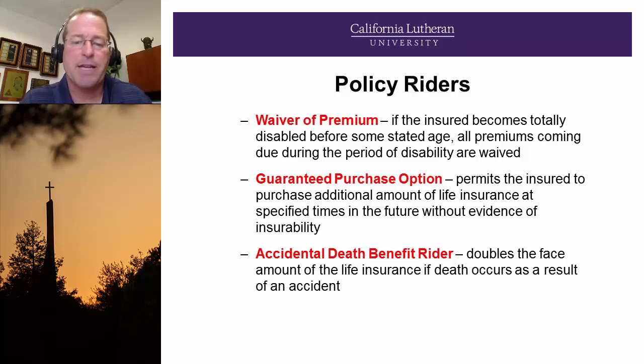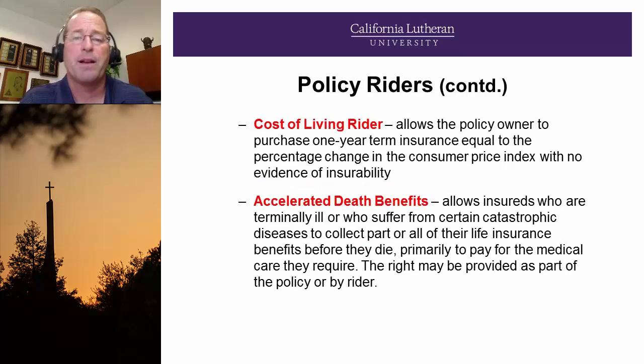Another rider here, accidental death benefit rider, doubles the face amount of the life insurance if death occurs as a result of an accident, also referred to as a double indemnity clause. Other riders, we have a cost of living rider, which allows the policyholder to purchase one-year term insurance equal to the percentage change in the consumer price index with no evidence of insurability. And accelerated death benefits allows insureds who are terminally ill or who suffer from certain catastrophic diseases to collect part or all of their life insurance benefits before they die, primarily to pay for the medical care that they require. The right may be provided as part of the policy or by rider.